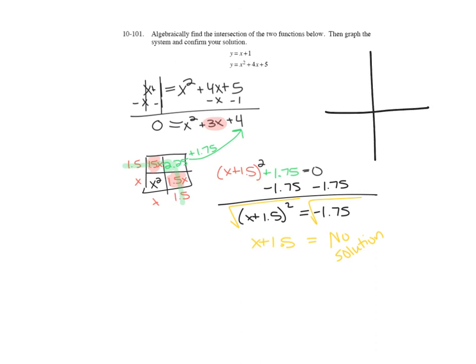So if we tried to graph them, x plus 1 would be a slope of 1 and a y-intercept of 1. And then the x squared plus 4x plus 5, that's a parabola or a U-shaped quadratic, and it's about like this. And the two graphs do not intersect. So in this case, we would say that there is no solution, no coordinates as the answers.